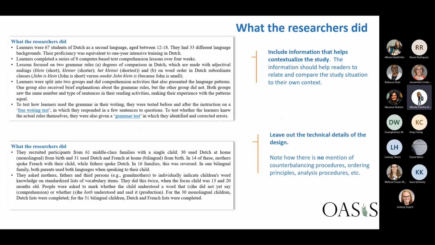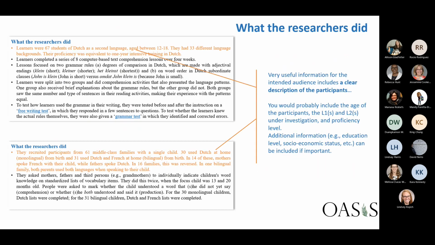Okay. Any kind of technical details about the study design are going to be omitted here. So there's no mention of things like counterbalancing procedures, analysis procedures, etc. We don't care about that here. All right. Very useful information for the intended audience includes a clear description of the participants. Who were they? What was their language background? What were their ages? Native languages, additional languages, proficiency level, and then any additional information that's relevant, right?